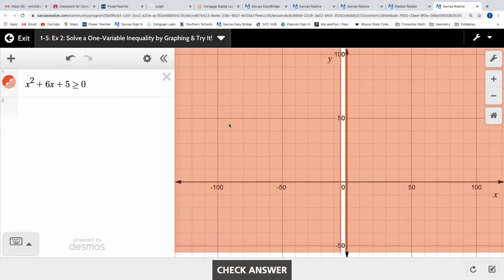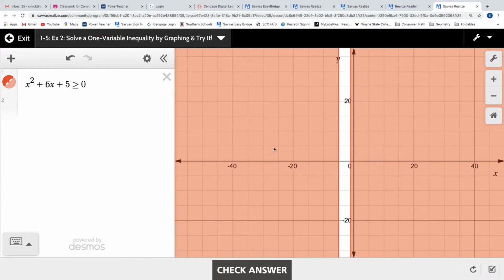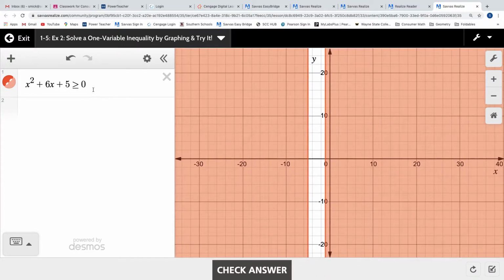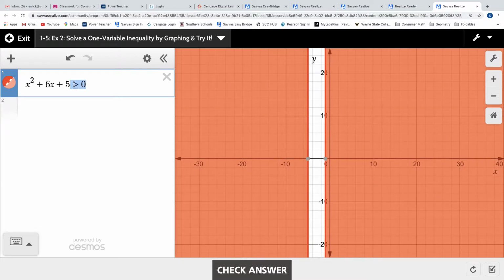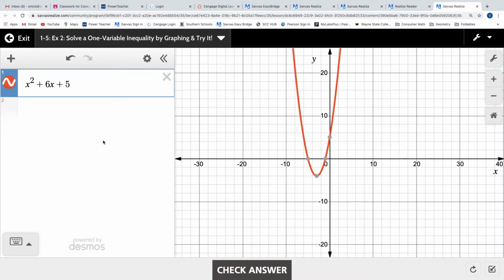And when you figure out why, you're going to be like, oh, I see now. So I'm going to take away this right here. Is that a parabola? Yep. Okay. So when I ask if it's greater than or equal to 0, I want to know where it's above and below the x-axis, right? And that happens at what things on a graph?